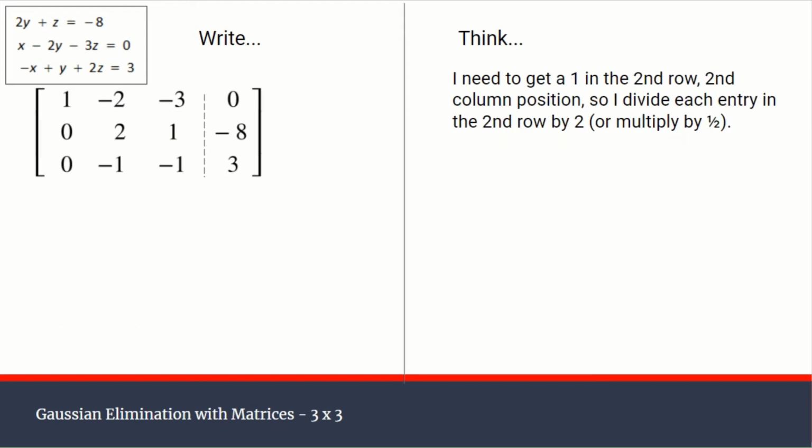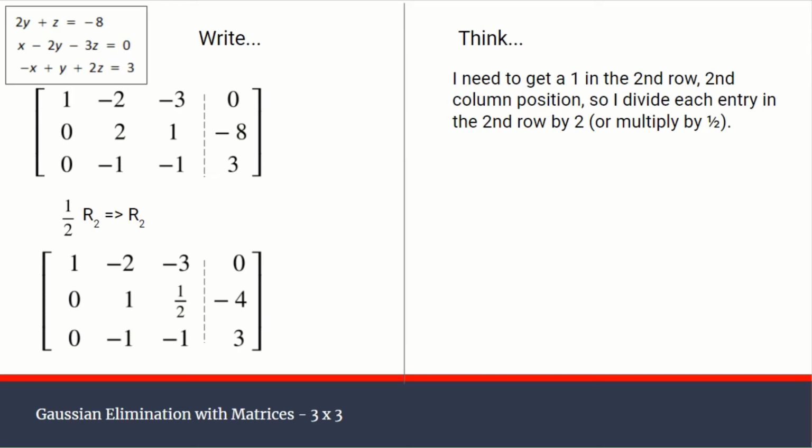Okay? Next thing, when I go to look at this, I think, I've got the 1 in the first row, first column. Now I need a 1 in second row, second column. I have a 2 there. So I'm going to need to multiply by a half in order to get that to be a 1. So 1/2 times row 2 is going to give me my new row 2. I'm going to just jot that down easily because y'all know how to do that. Multiply all the way through times 1/2 and you get 1, 1/2, and -4 for that second row.